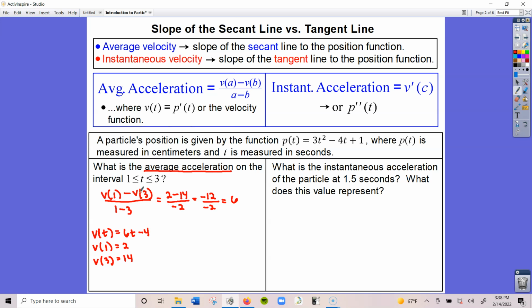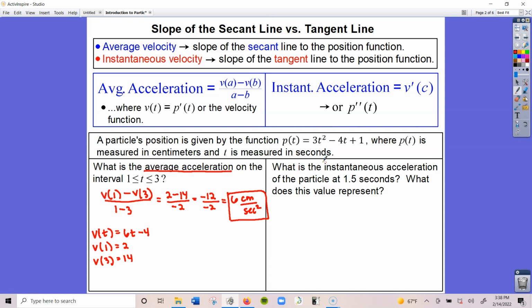Now for my units, velocity is in centimeters per second. And then if I divide by seconds, that gives me centimeters per second squared. So something to take note. Velocity is always your unit of measurement over time, whereas acceleration is your unit of measurement over time squared. So if you ever get confused on what your units may be, velocity is not squared, whereas acceleration is squared for time.